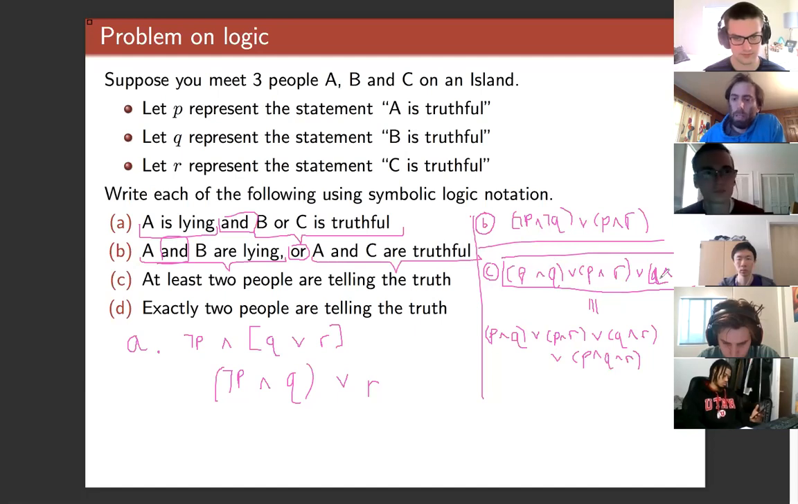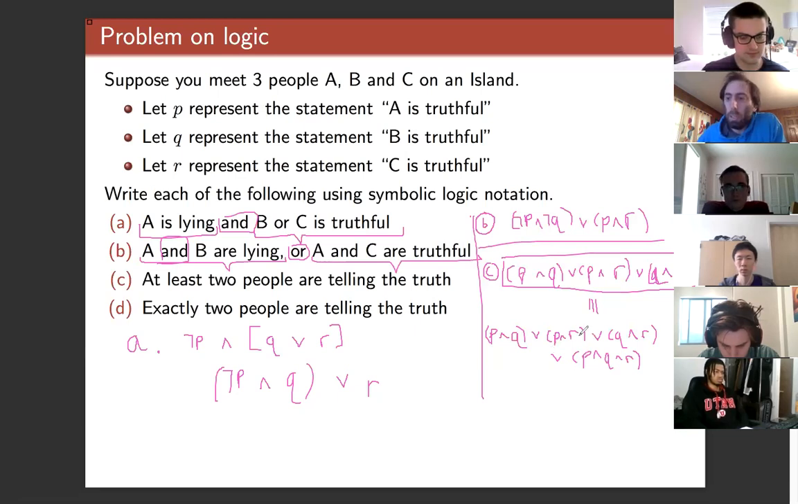If this statement is true, then at least one of these pairs of people are truthful. So certainly one of these pairs is truthful, and since it's a logical or of statements, the whole thing is truthful.